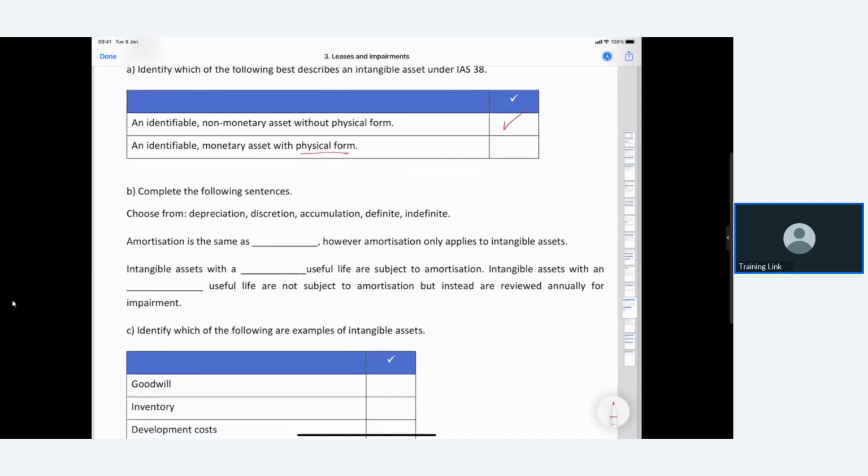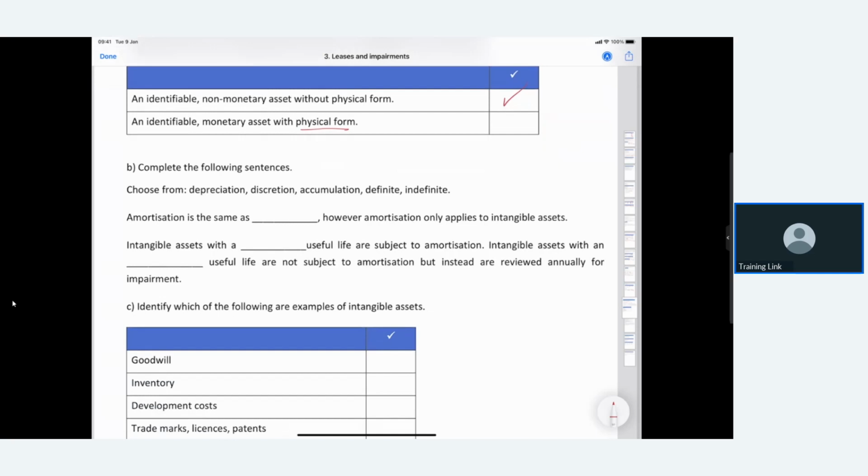B then. Complete the following sentences and choose from the following options. Amortization is the same as blank. However, amortization only applies to intangible assets. Well, amortization is the intangible version, really, of depreciation. So it's the same as depreciation, but for intangible assets. However, amortization only applies to intangible assets.